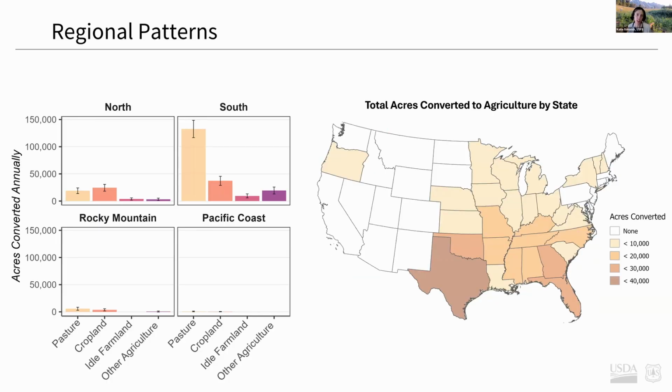We can also take a look at the state level results to get a bit more detail on where that conversion is occurring. And as expected, the southern states show up here, Texas in particular, and part of that is because Texas has more land area. But we were noticing that the percentage of forest converted to agriculture, and that typically meant pasture, was greater in Texas and Oklahoma.